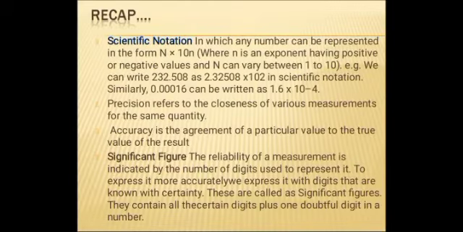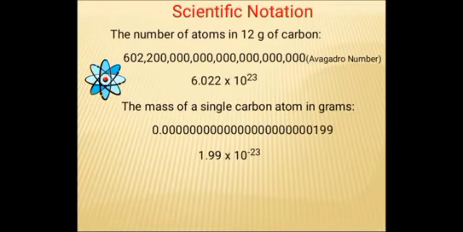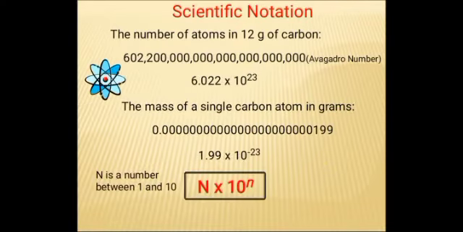As we did in the last video, scientific notation, in which any number can be represented in the form of N times 10 to the power n. In the last video we saw that the Avogadro number can be written in the form of 6.022 times 10 raised to the power 23. In general we write N times 10 raised to the power n. Capital N represents a number between 1 and 10, and small n, which is in the superscript, represents an integer, positive as well as negative. Positive we write for large numbers, and negative we write for small numbers.